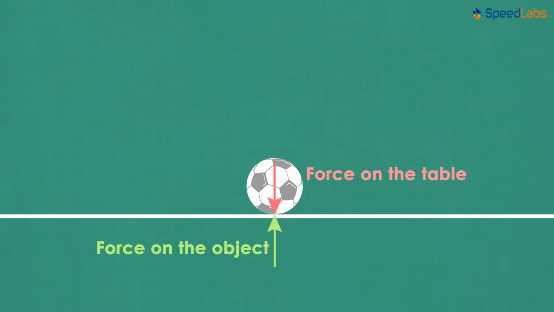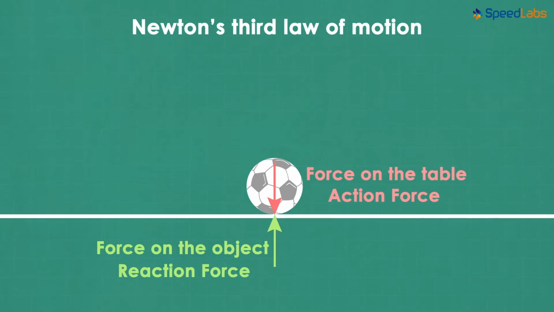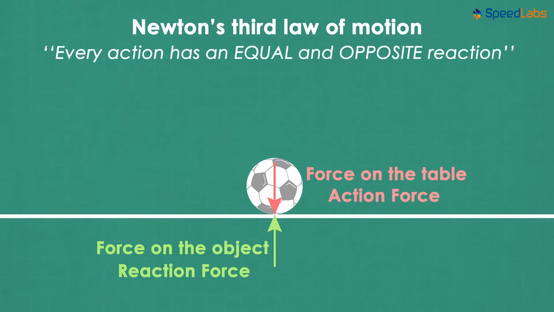These forces are called action and reaction forces. The force exerted by the object on the table was an action force, and the force exerted by the table on the object is the reaction force. What we saw here is nothing but a display of Newton's third law of motion. Every action has an equal and opposite reaction.